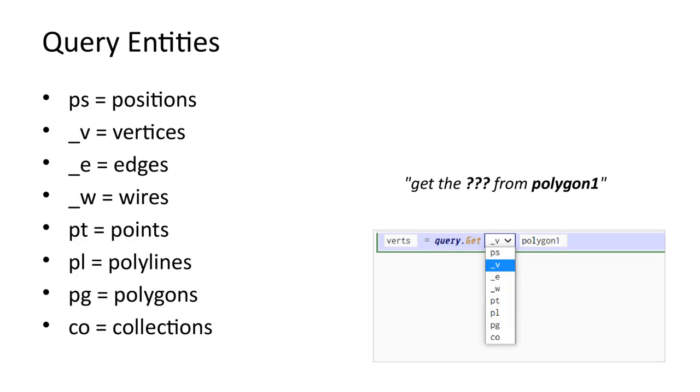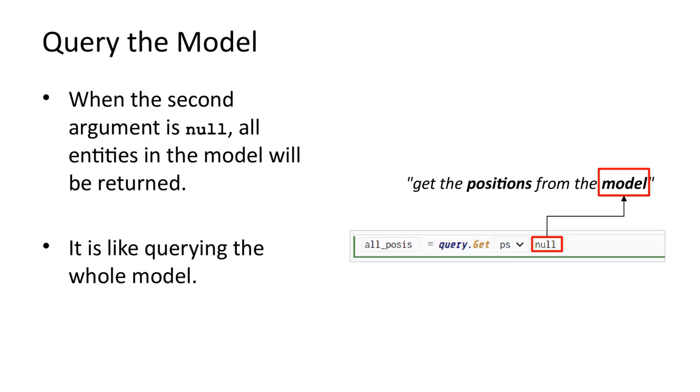You can also get other entities from polygon 1. The drop-down menu in the query.Get function allows you to select what you want to get. If the value of the last argument is null, then the function will search the whole model. So in the example, the function will return all the positions in the model. You can read the function as saying, get all the positions from the model.